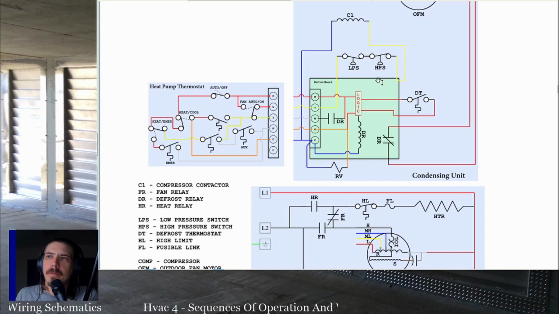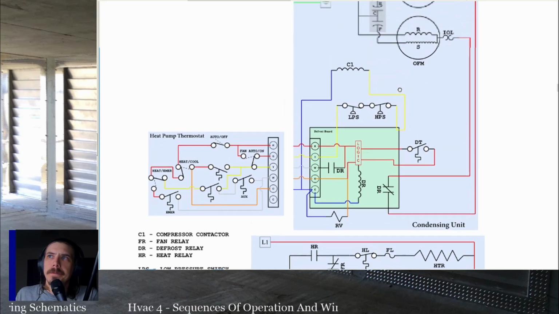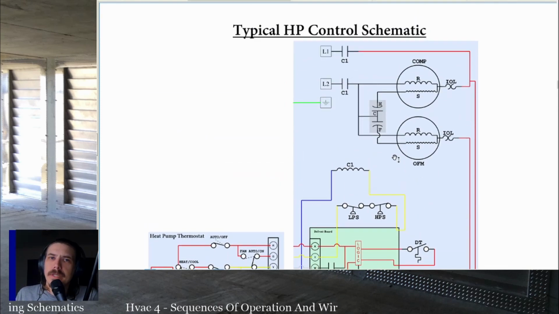And then we have common because we need power. Defrost thermostat is here, which is a normally open switch that closes on a fall. Generally, it's going to close at 35 degrees, open at 55 to 65 degrees. And then the rest of it is the same as a typical condensing unit. We have our compressor, internal overloads, outdoor fan motor, dual run capacitor, and contactor contacts.